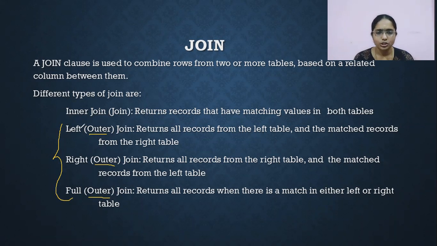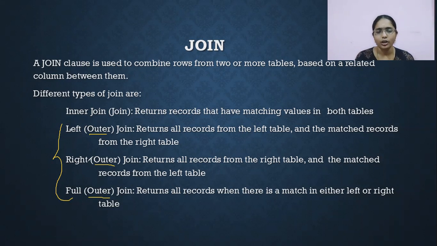But in case of left outer join, all the values from your left table and the matching values from your right table will be fetched. This is all about your left outer join. And next is right outer join. In case of right outer join, it returns all the values from your right table and the matching values from the left table will be fetched. This is all about your right outer join.